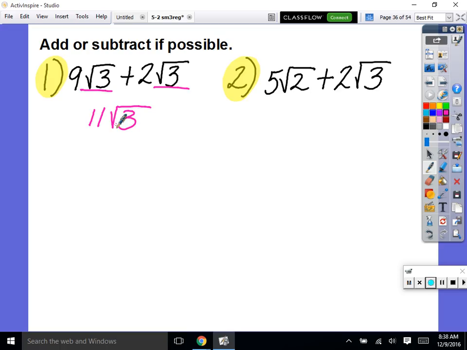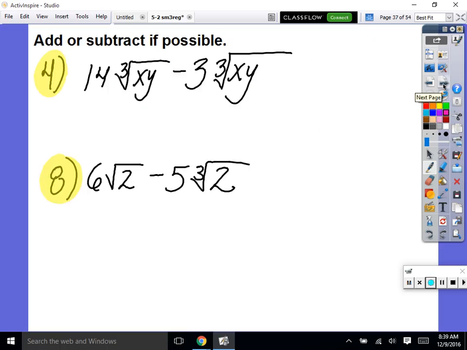Hey, 5 square root of 2 plus 2 square root of 3. Can we add these? Nope. Square root of 2, square root of 3. They're not like terms. That's an x and an x squared, an example. They're not the same, so we can't add them. Correct, everybody? So you can't add these.